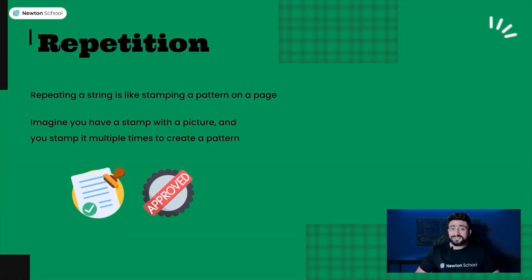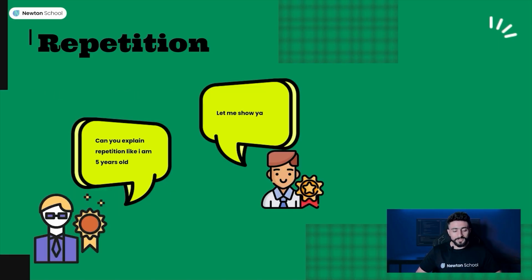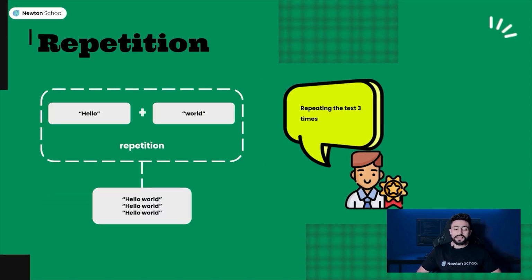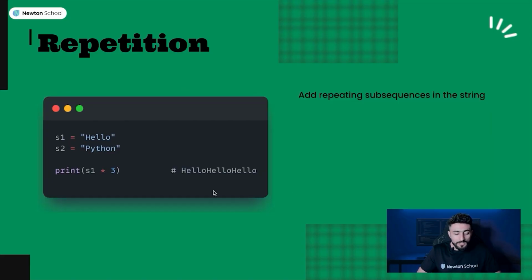So the next operation is repetition. Repetition means we are going to repeat the string multiple times. Let's see how we can explain it in simple words. Let's say we have hello plus world. After concatenation, it will become hello world. Now, if we want to repeat it 3 times, it will be hello world, hello world, hello world. So how to do the repetition? Using the multiply operator. If we do S1 multiplied by 3, it will be hello, hello, hello.